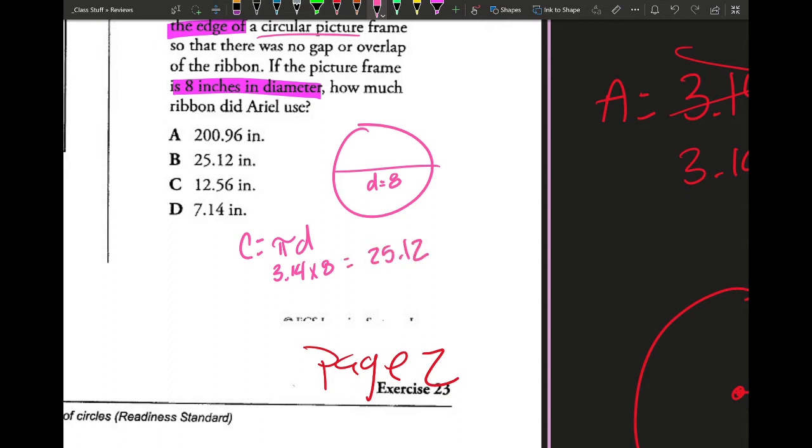25.12. Again, you can estimate: 8 times 3 is what? 24. This is not 24. That's not 24. This is way off, right? So my only answer choice would have been B.